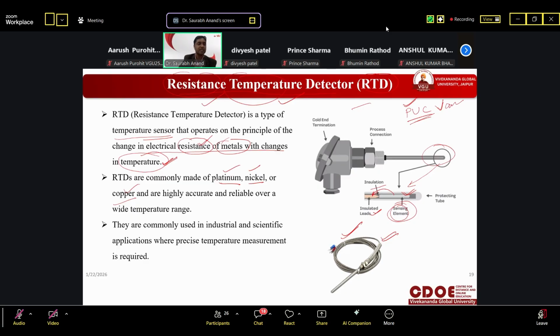Why? Because these are giving us the accurate values. Accurate because if we are using a metal that is not providing the accurate value, then the certificate we get will be different. So it should not be there. Some very little variation is acceptable, but if there is great difference, then it is not acceptable. So these metals are giving us accurate value. So these are highly accurate and reliable over a wide temperature range.